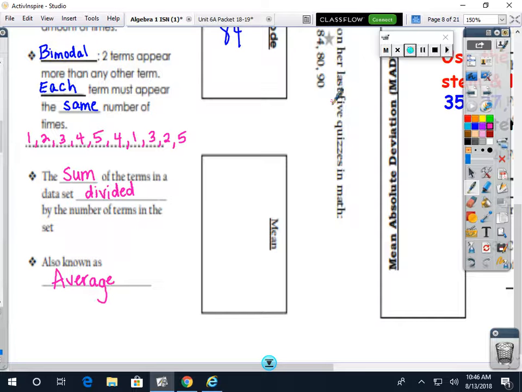What'd y'all get? 410. Is that what you said, Krishad? No? I thought I heard 406 at first. Okay, 410, and now we divide it by what? 5, and then that gives us a mean of 82.